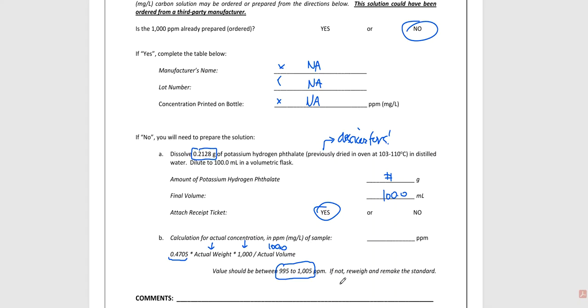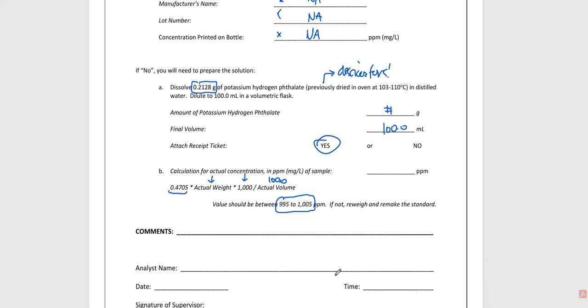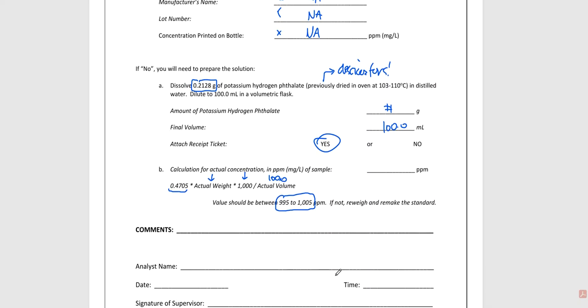So we often say you don't need perfect. You don't need 0.2128, but you want to get close. You want to get close enough that you hit the target concentration range of 995 to 1005. If you weigh out way too much, or if you don't weigh out enough and you shortchange yourself, you will not be able to get in the target range that we are after for the lab experiment.